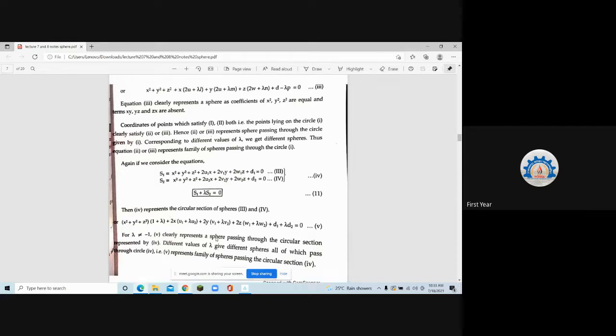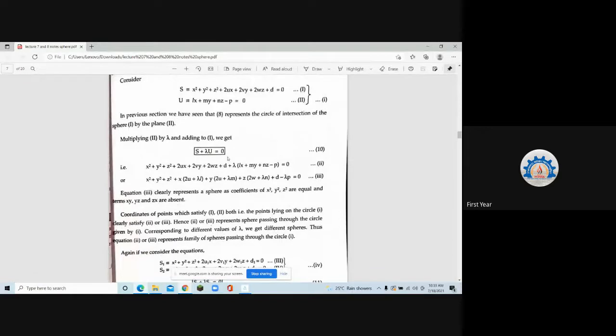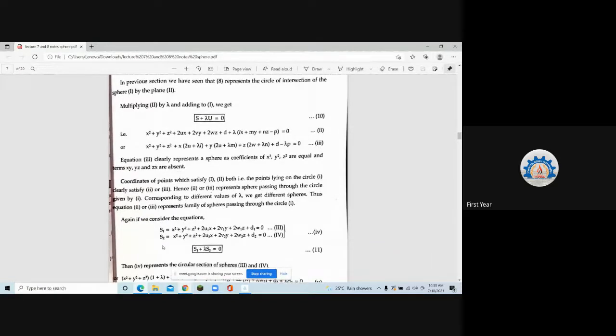Then I will use the first condition, S plus lambda u is equal to 0, वो plane, और कोई भी एक sphere लो, S1 plus lambda u equal to 0, या फिर S2 plus lambda u is equal to 0, that will also give me a sphere. So there can be more than one sphere. Is it okay? Are you getting it? How I'm going to use the first condition to get the sphere which is passing through the intersection of these two spheres with the help of the plane, which is the radical plane.